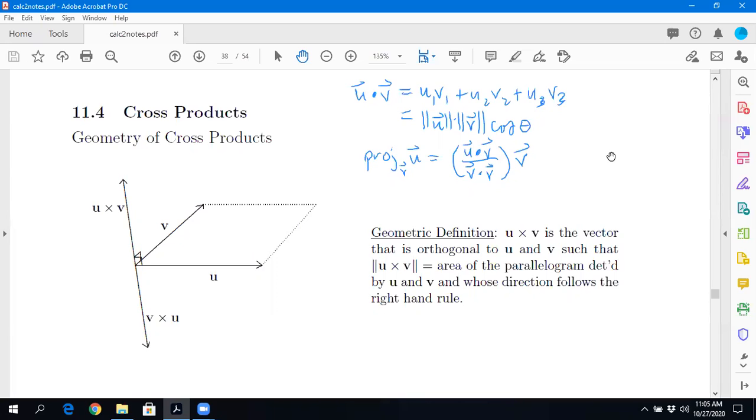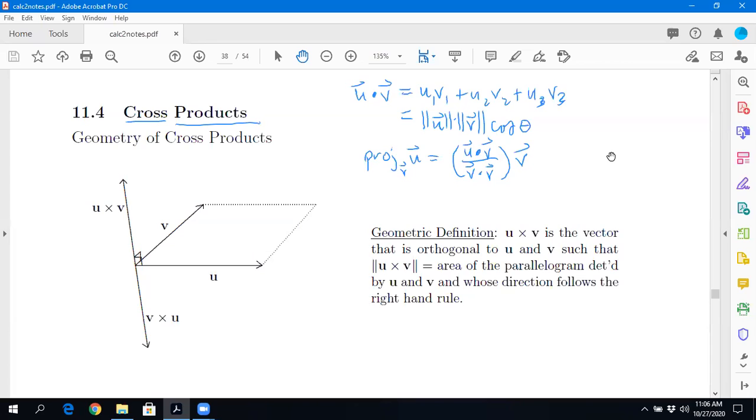Today we're going to start looking at a different kind of vector product. The dot product, when I took the dot product, the output was a number or a scalar, yes? This product that we're going to come up with is actually going to be a vector itself. And it's going to be a vector that tells us something about the vectors that we started with. And that's this thing called the cross product.